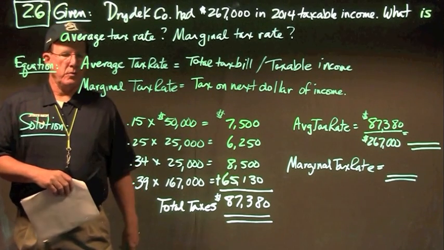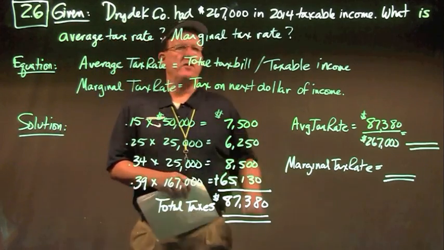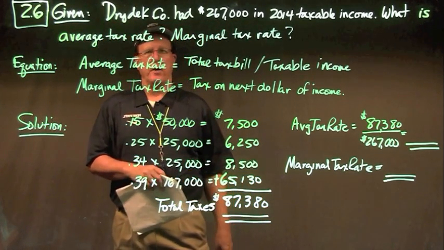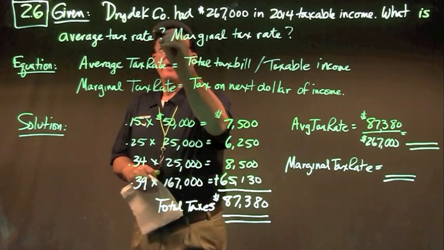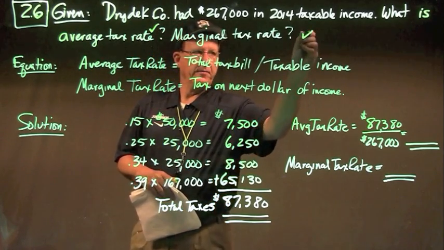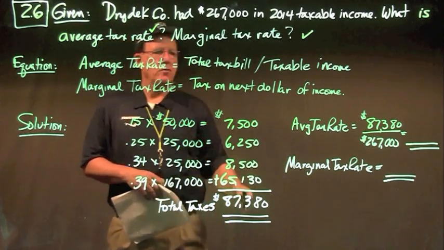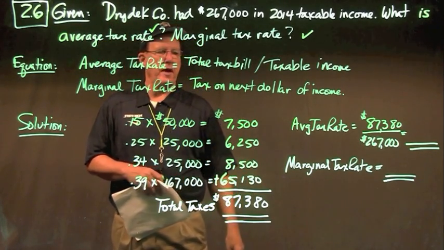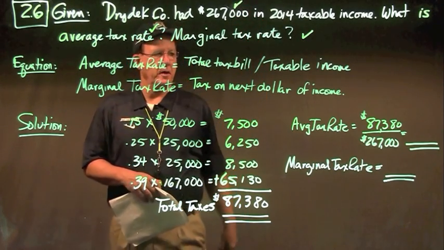In problem 6, we're going to use problem number 5 again, where Dry Deck had $267,000 in 2014 taxable income. And in this problem, we're going to calculate the average tax rate and the marginal tax rate. So, equation. Average tax rate is total tax bill, defined in problem number 5, divided by taxable income of $267,000 that we saw in problem 5.